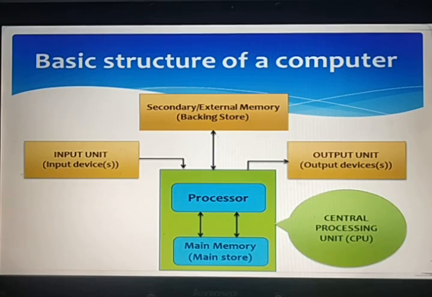And all this is done with the help of memory. Memory is the brain of the computer which holds the data during processing. The main memory holds the input and intermediate output during the processing. Now let's discuss these functions.